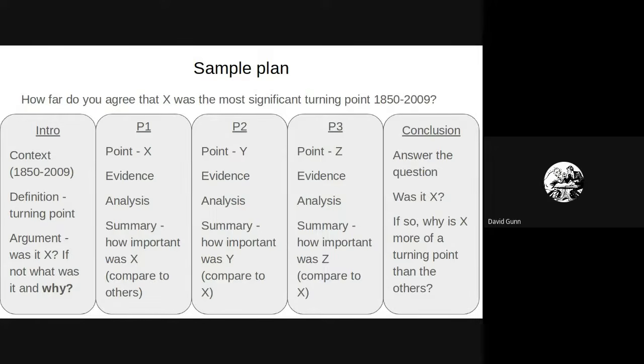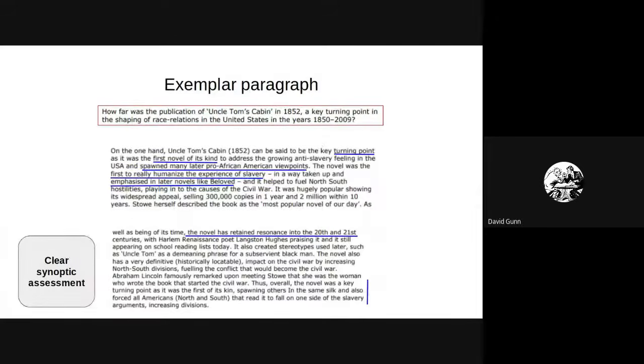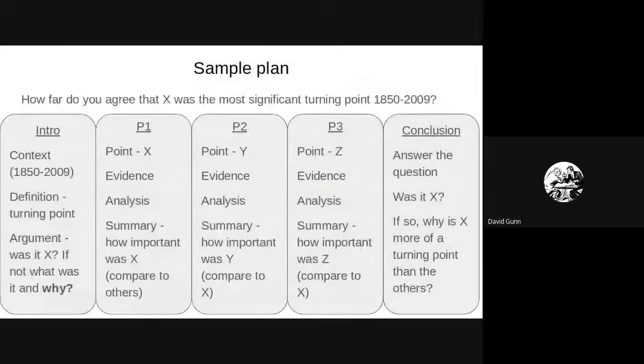And it's really important to note at the bottom here, the summary at the end of each paragraph, linking it back to X, comparing it back to the one in the question, is really, really important. So if we go back to this question on Uncle Tom's Cabin, in every other paragraph, you're comparing the other works that you choose back to Uncle Tom's Cabin. Okay, so if the turning point is the 1920s, you compare back to the 1920s.